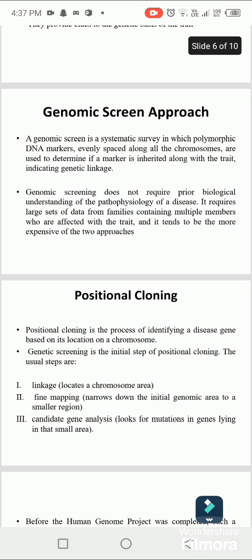Genomic screen approach. A genomic screen is a systematic survey in which polymorphic DNA markers evenly spaced along all the chromosomes are used to determine if a marker is inherited along with the trait, indicating genetic linkage. Genomic screening does not require prior biological understanding of the pathophysiology of a disease. It requires large sets of data from families containing multiple members who are affected with the trait, and it tends to be the more expensive of the two approaches.